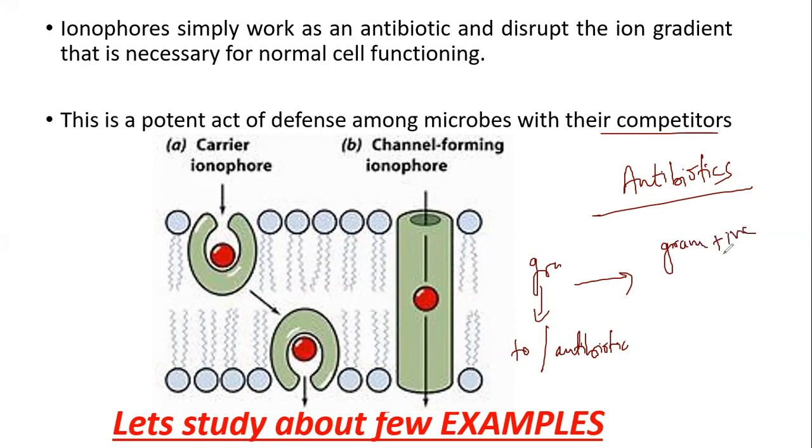So what we as humans, for the welfare of our society, are going to do is make use of this: we will use the antibiotics of gram-negative bacteria for gram-positive ones, and what gram-positive bacteria release in response to gram-negative bacteria and other competitors, we are going to use in order to treat the infections happening to humans. Okay, so let's see a few examples.